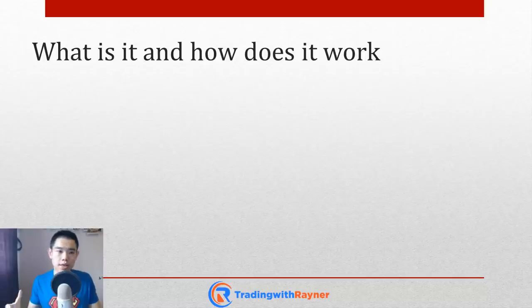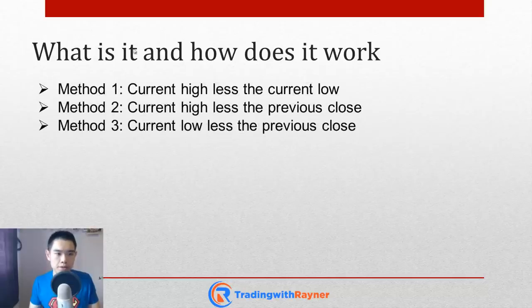And how it works is it's calculated using one of three methods. I'll explain why there are three later on. But first, the three methods are this. The first method is current high minus the current low. The second method to calculate it is the current high minus the previous close. And the third method is the current low minus the previous close.